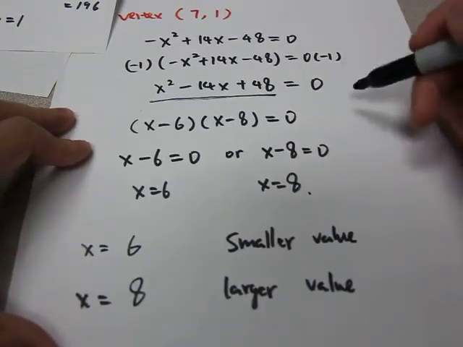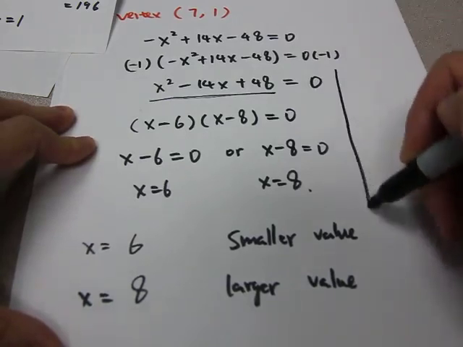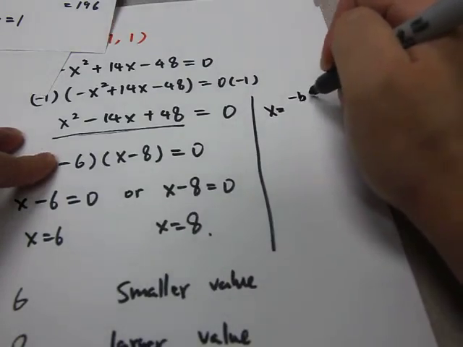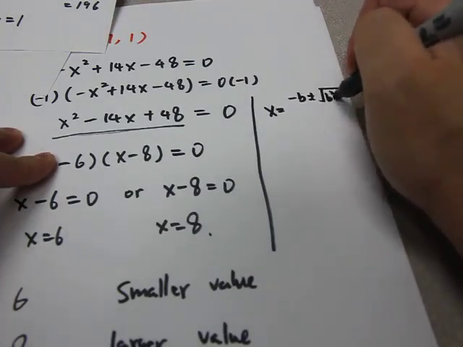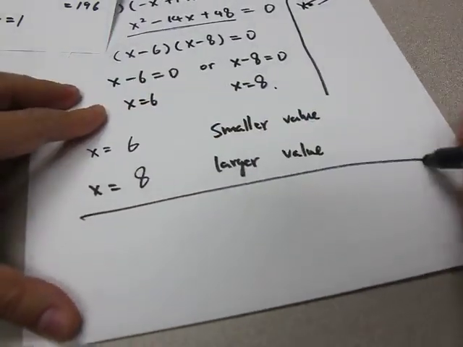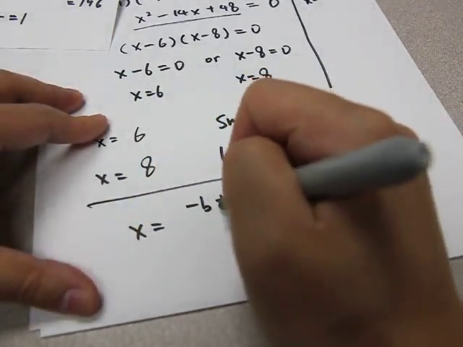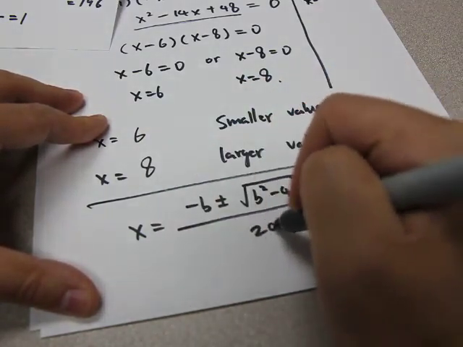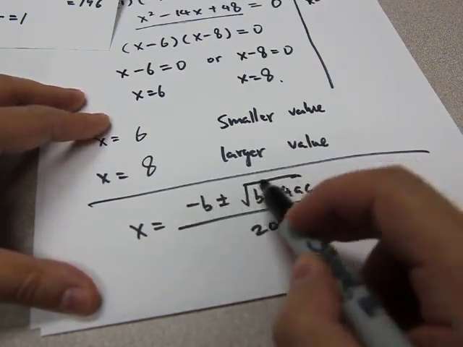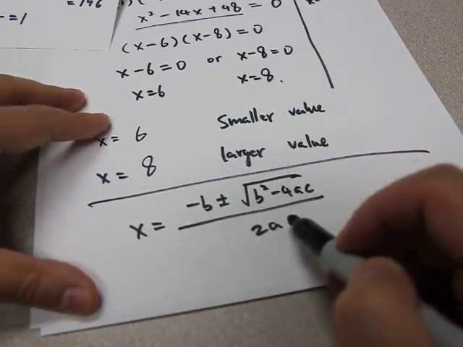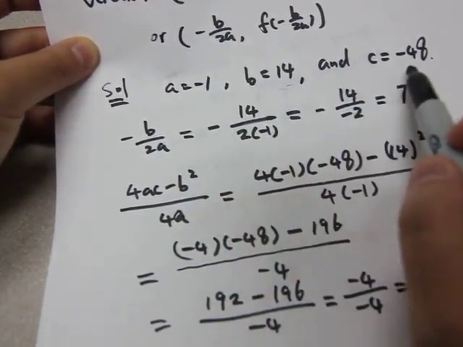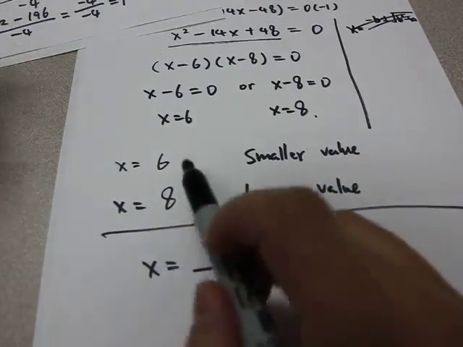Now, if you use the quadratic formula, you will get the same result. Okay. So if you use the quadratic formula, you use negative b plus or minus the square root of b squared minus 4ac, over 2a. So you want to plug these three numbers, -1, 14, -48, into the formula, and you will get the same result.